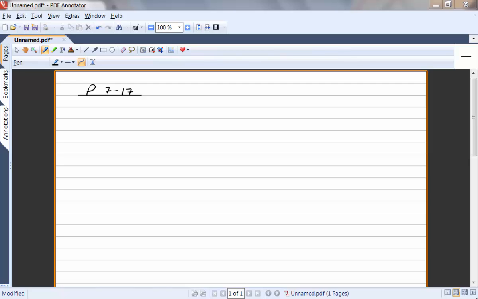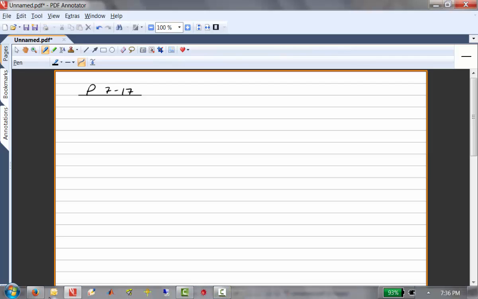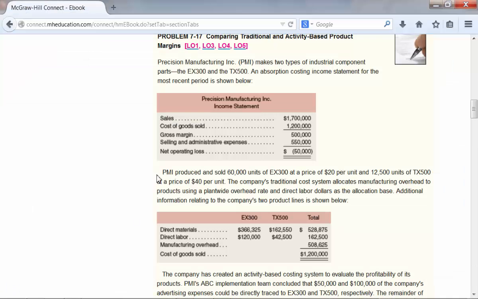In this video, we will be working through problem 717 in the book, and it will be a comprehensive problem that deals with activity-based costing. So let's go to the book online, or you can turn to it in your hard copy. So it says comparing traditional and activity-based product margins.